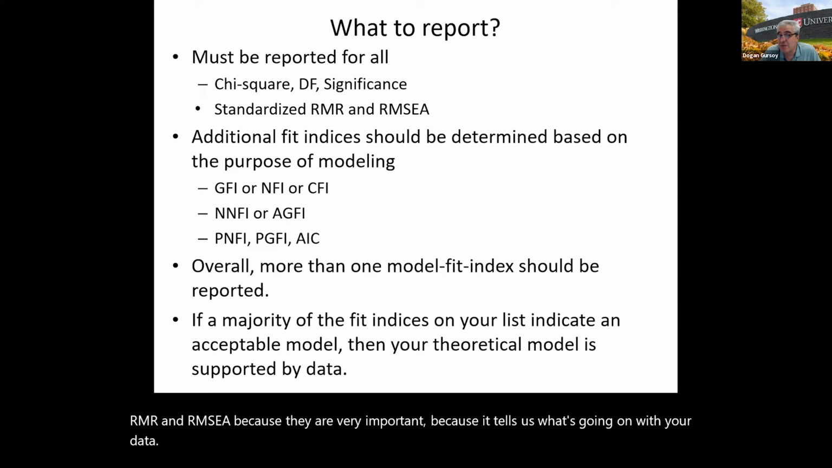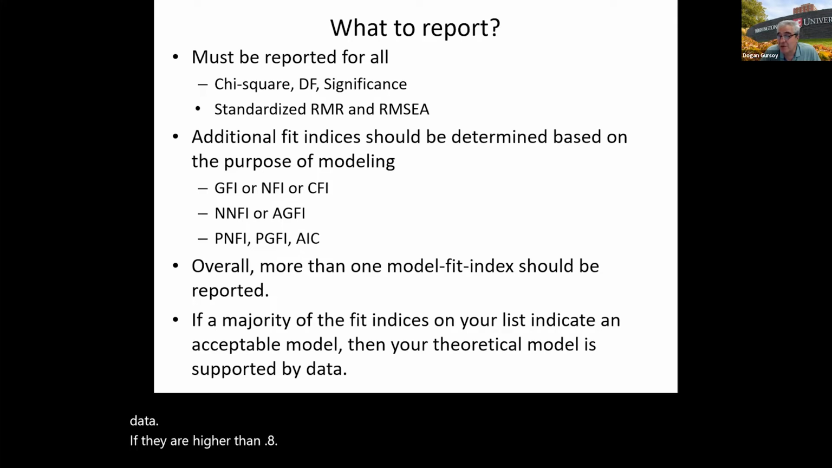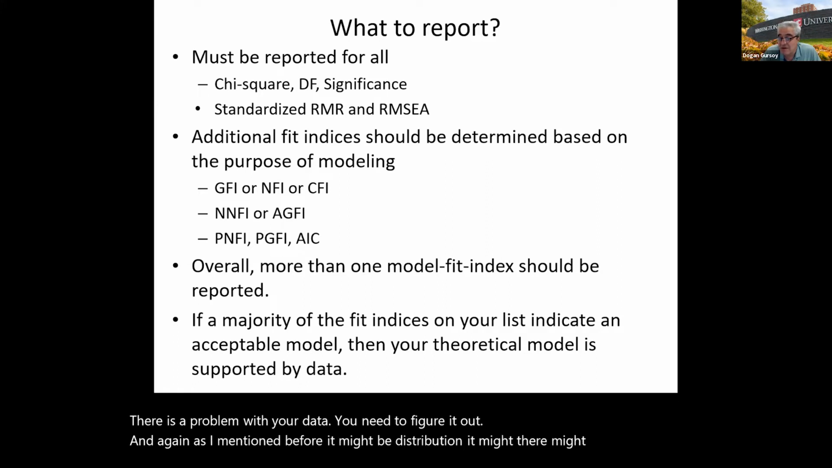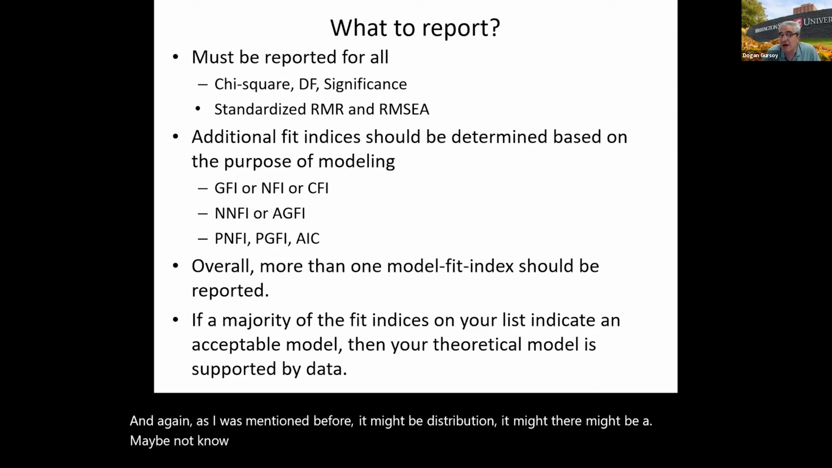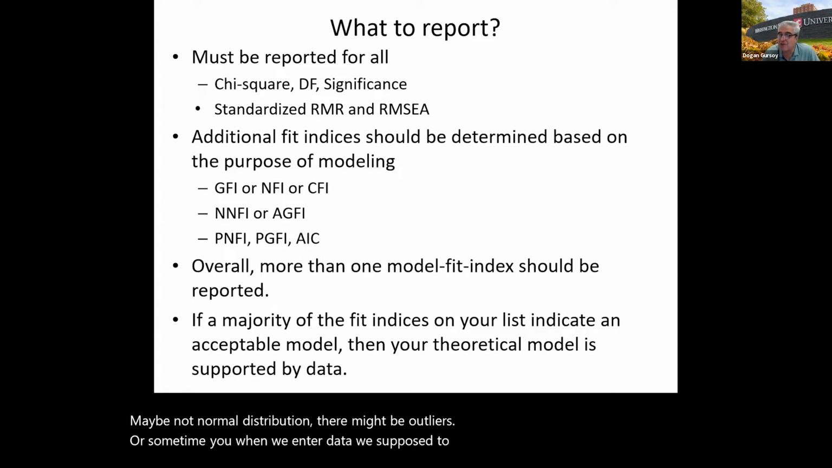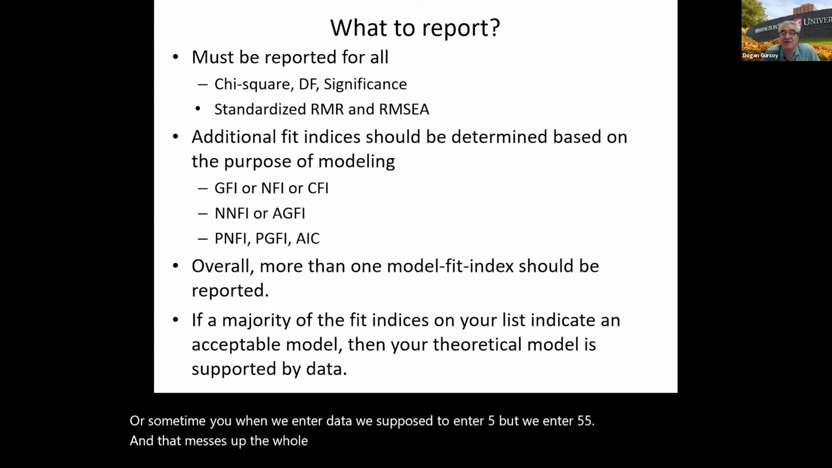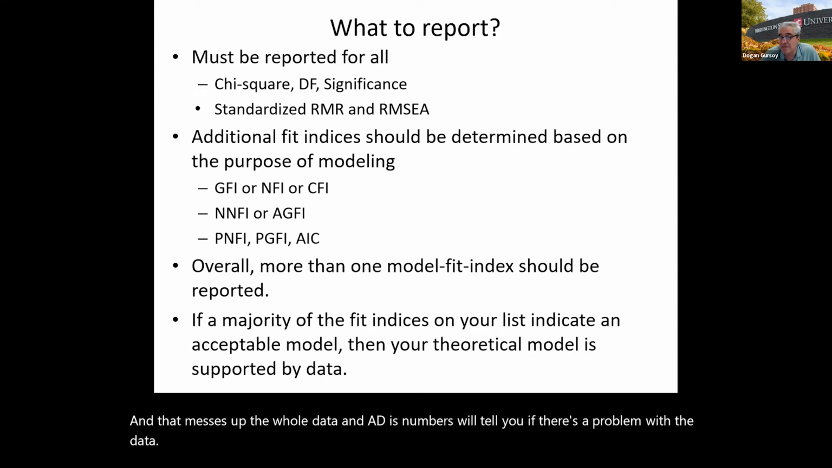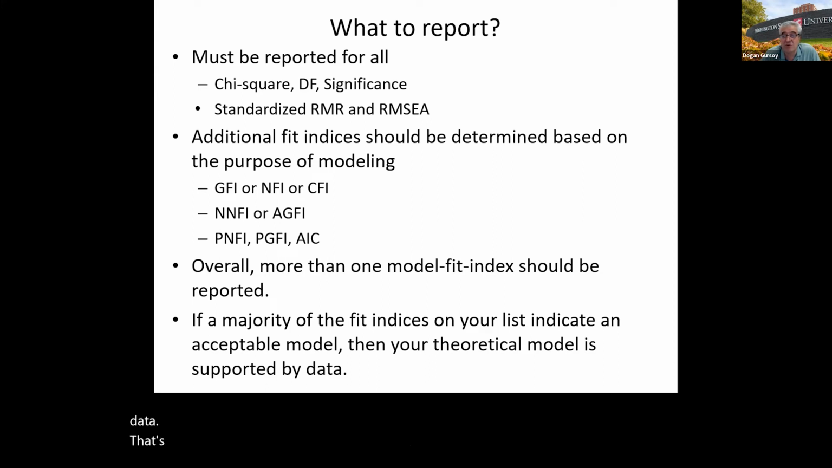If they are higher than 0.8, there is a problem with your data. You need to figure it out. Again, as I mentioned before, it might be distribution. There might be maybe not normal distribution. There might be outliers. Or sometimes, you know, when we enter data, we're supposed to enter 5, but we enter 55. And that messes up the whole data. And these numbers will tell you if there's a problem with the data. That's why you have to report them.